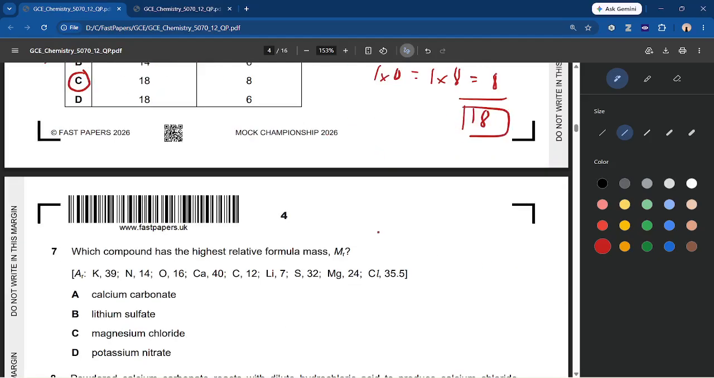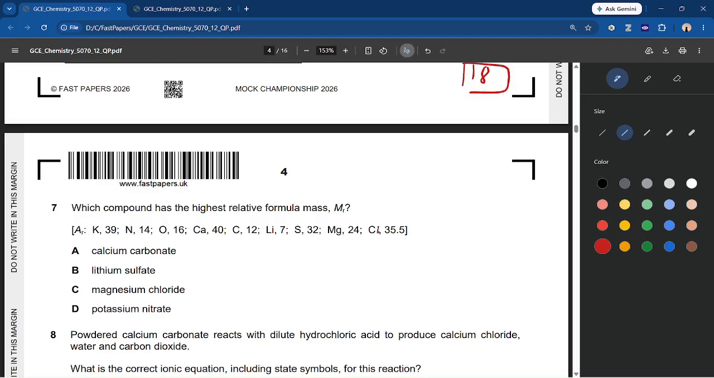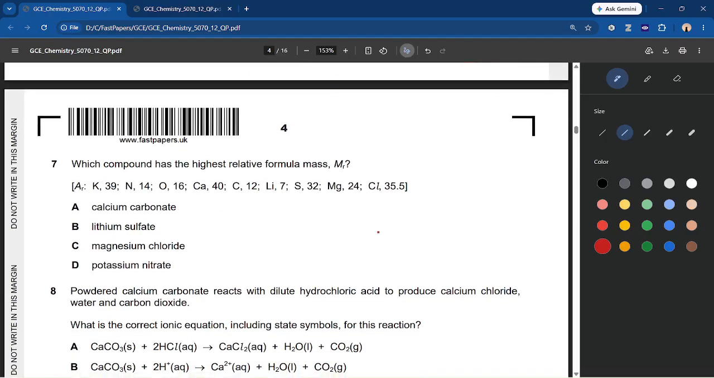All right, moving on. Which compound has the highest relative formula mass, Mr? So we have a bunch of the ARs given, so we just need to calculate the Mr for each. It helps if you write down what each of them is. So you've got calcium carbonate, CaCO3, lithium sulfate.